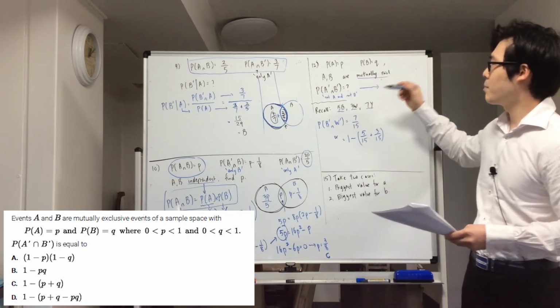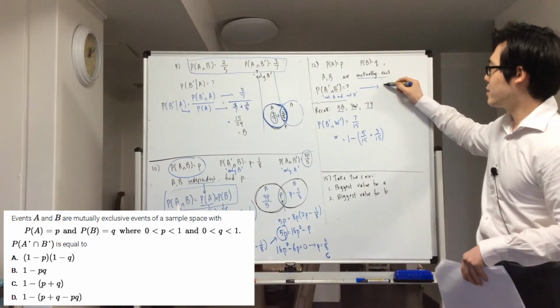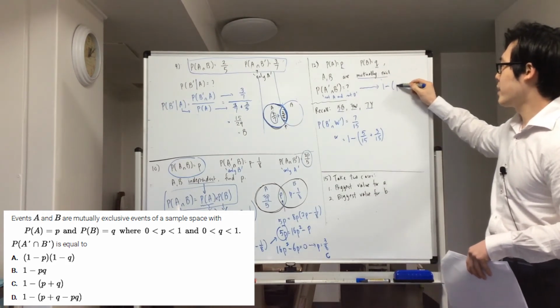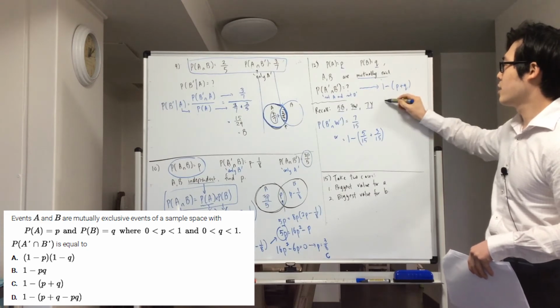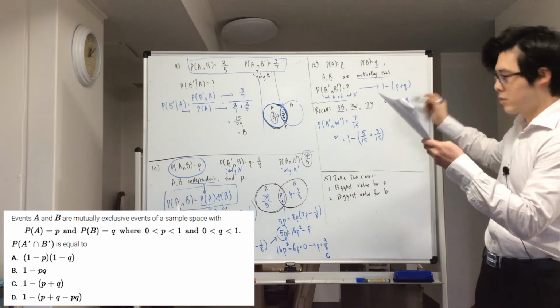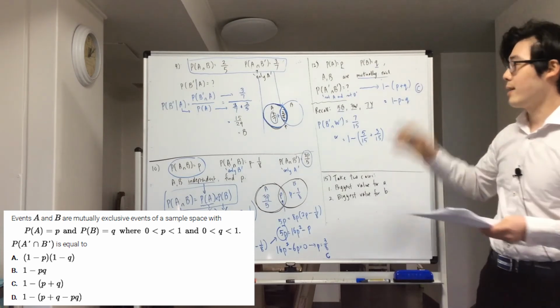Not A and not B is the same thing as me saying 1 take away the total of P and Q. All right, so that's how you do this question. That's 1 minus P minus Q. Okay, oh sorry, that's just C. Okay, so yeah, tricky question.